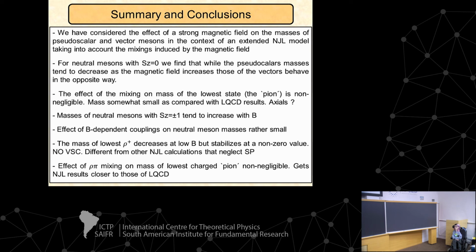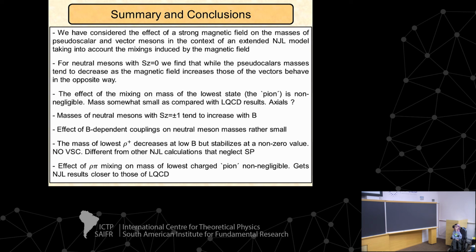The combination of axials in the Lagrangian, I didn't include. It depends on the combination of the Lagrangian. If you start from gamma mu squared, then everything appears. So it's complete, except for the axials. Axials we are doing at the moment.